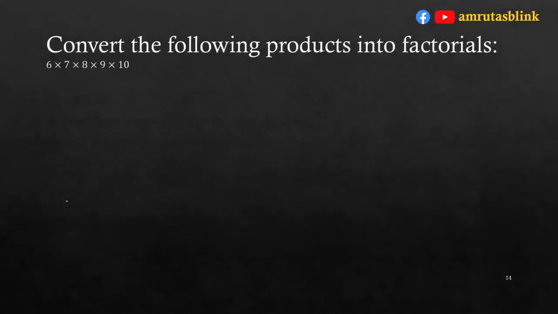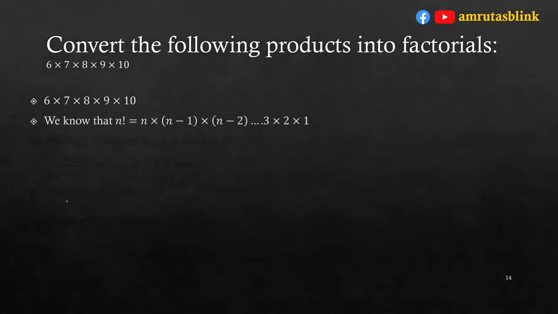Now we need to rewrite the given product, 6 into 7 into 8 into 9 into 10, in the form of factorial. We know that what is n factorial? n factorial is equal to n into n minus 1 into n minus 2 up to 3, 2 and 1. Now in this problem we need to rewrite this product in the form of factorial.